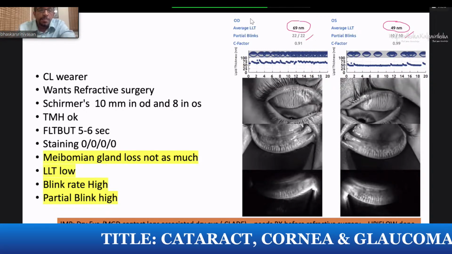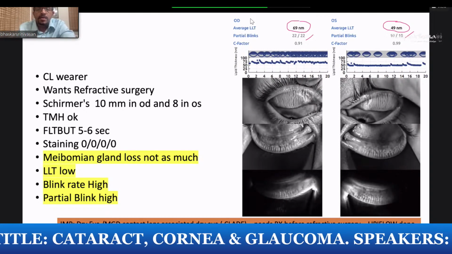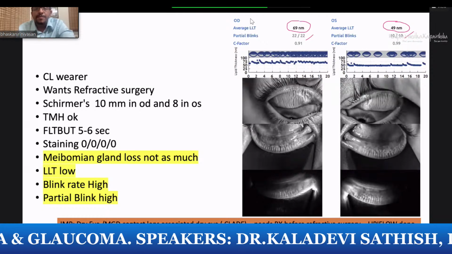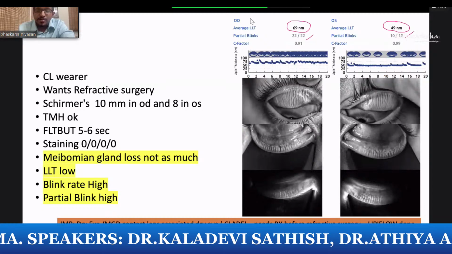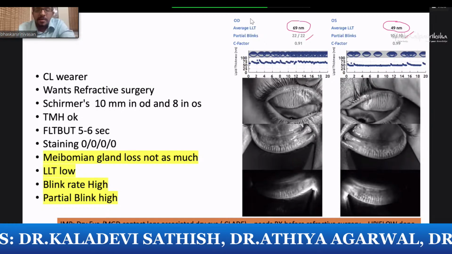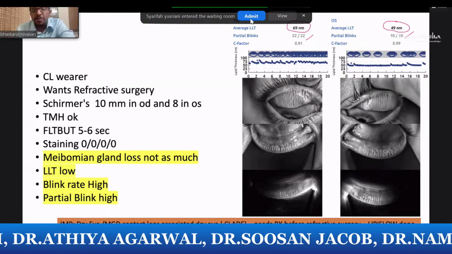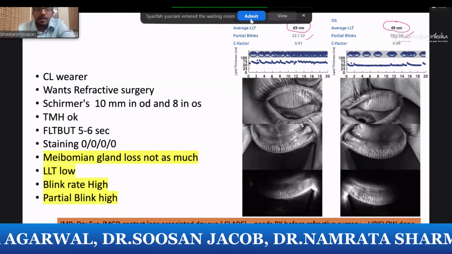So this patient, since the patient wanted refractive surgery, we looked at the lipid layer, which is a little bit low in spite of the blink being high. There are significant partial blinks. So we first decided to treat the patient with LipiFlow, because this is a patient who has contact lens associated dry eye. We treated the patient with LipiFlow before going ahead with refractive surgery.